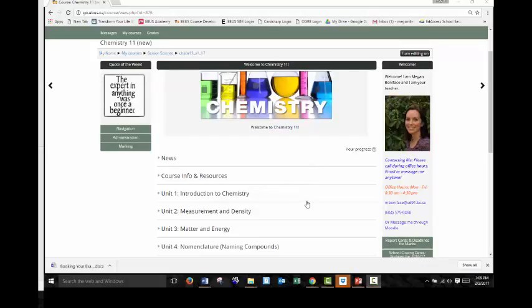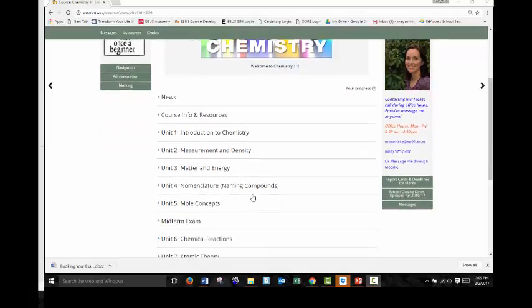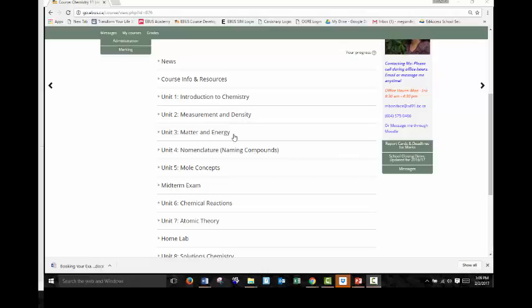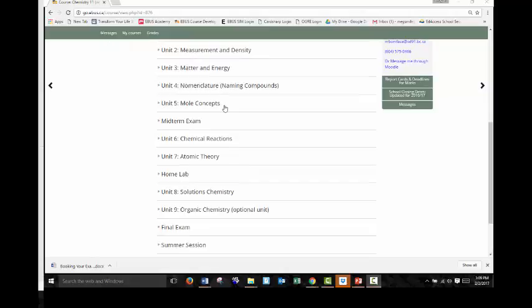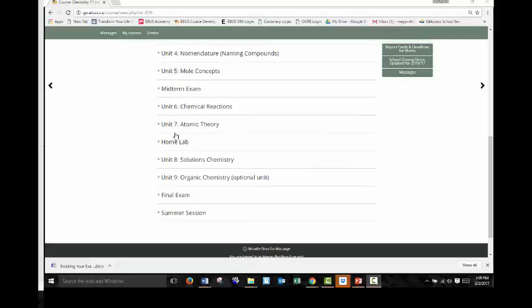There are a total of 9 units of study in Chem 11. The first unit is an introduction to chemistry. It's a short unit that covers lab safety. There's a unit on measurement and density, matter and energy, naming compounds and writing their formulas. We deal with the concept of the mole in Unit 5, chemical reactions, atomic theory, and solution chemistry. Unit 9 is an optional unit on organic chemistry, and you can choose whether you would like to do this unit or not in the course. There are no tests on organic chemistry, and the final exam in the course does not cover Unit 9, organic chemistry.